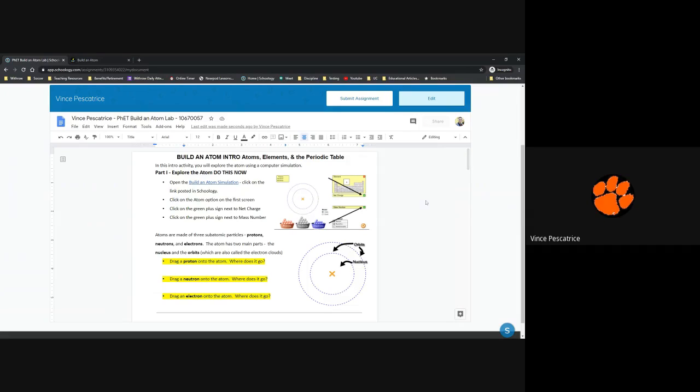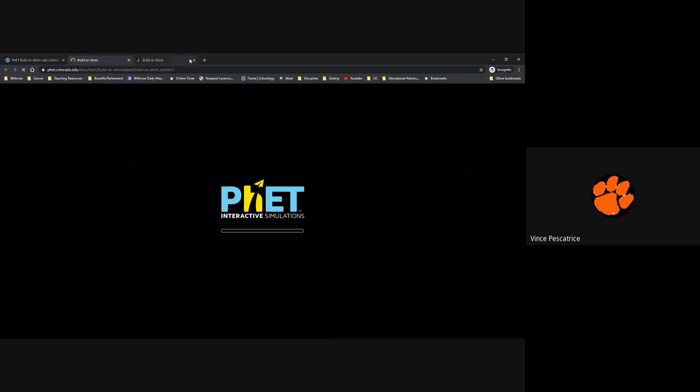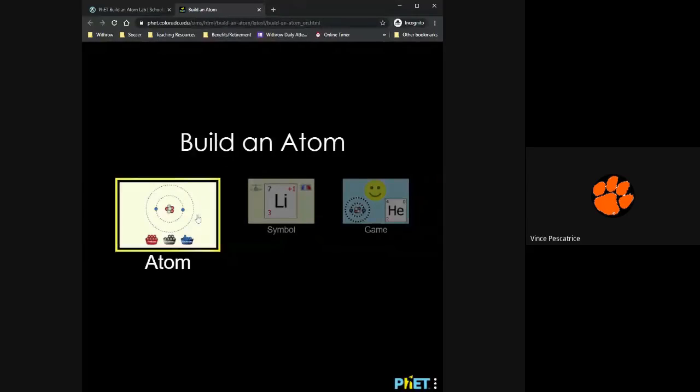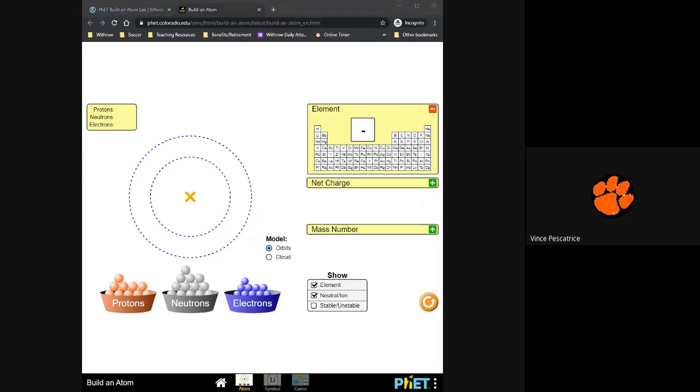Okay, so to get started, I want you guys to take care of these things right here. It should be: open the simulator, click on the atom option, click on the net charge and mass number. So if I click on this and open it up, build an atom is going to be the first thing right here. Click on that. And this is what you should see.